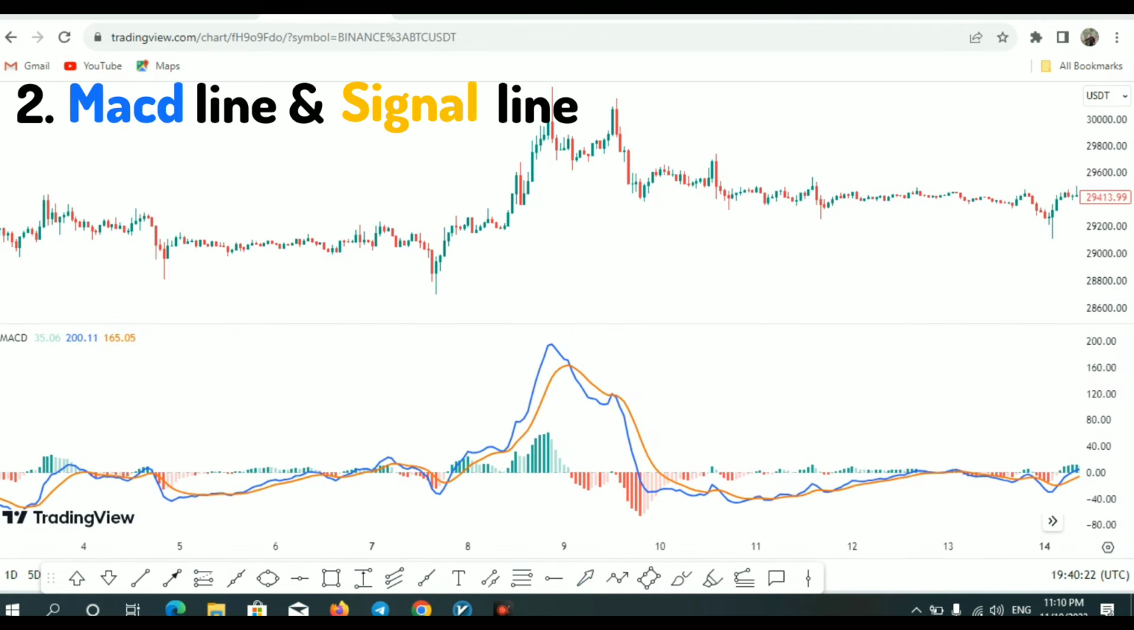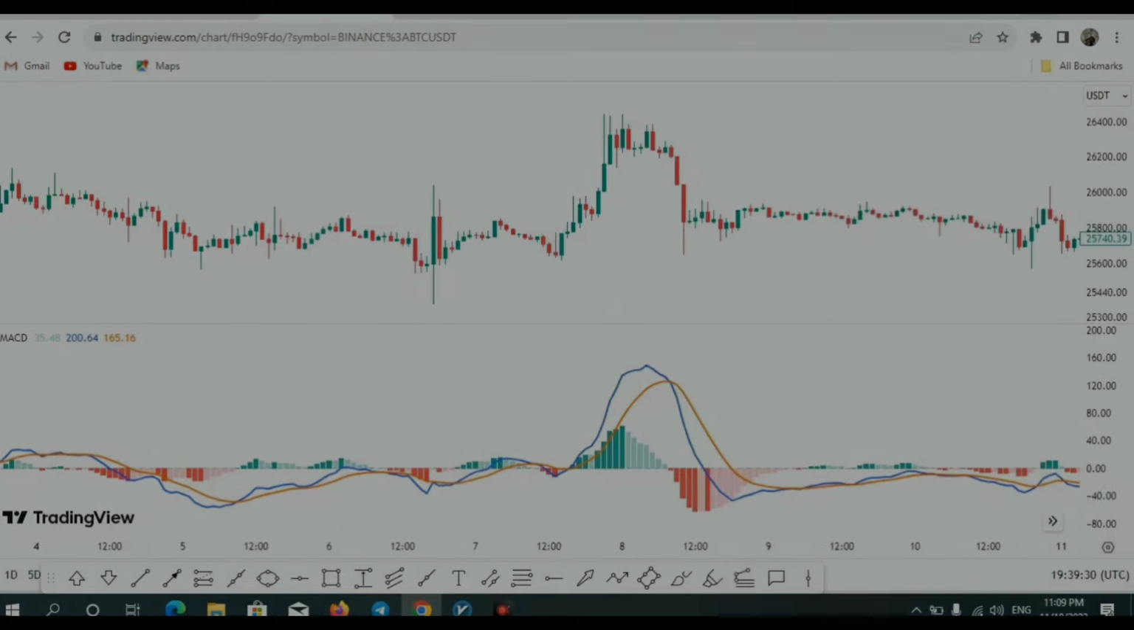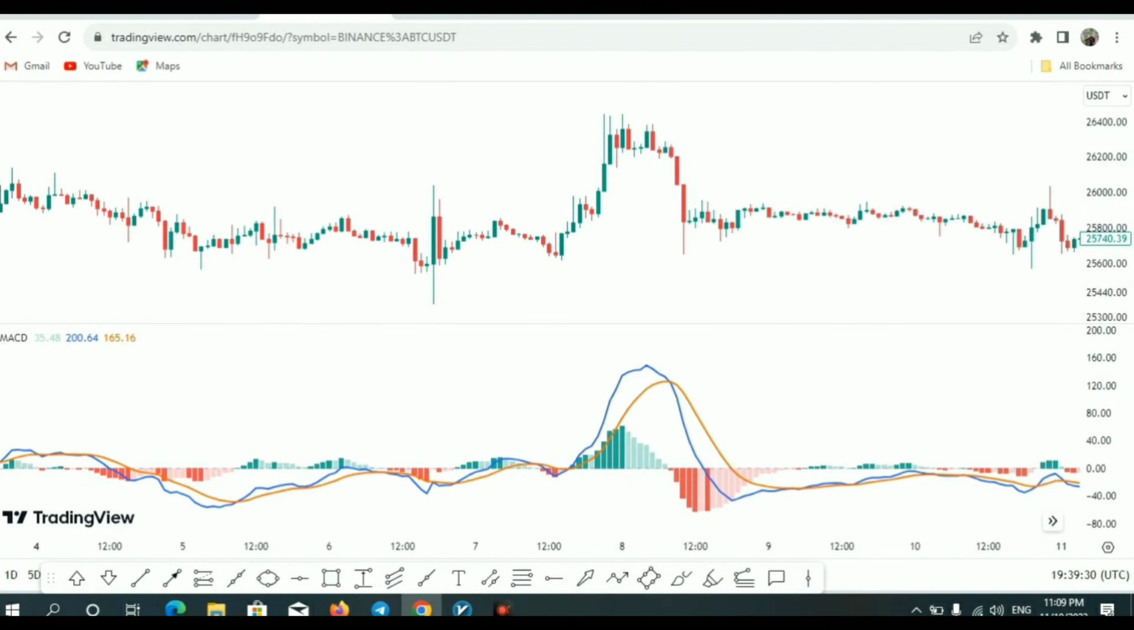2. MACD line and signal line. When the MACD line breaks the signal line from the bottom to the top, this is a buy signal. When the MACD line breaks the signal line from top to bottom, this is a sell signal.